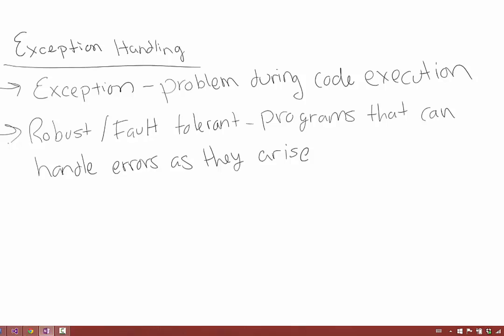So looking at the .NET class System.Exception, which is the base class for all of our exception classes, we're going to discuss how to create and use the different exception classes or even make your own.